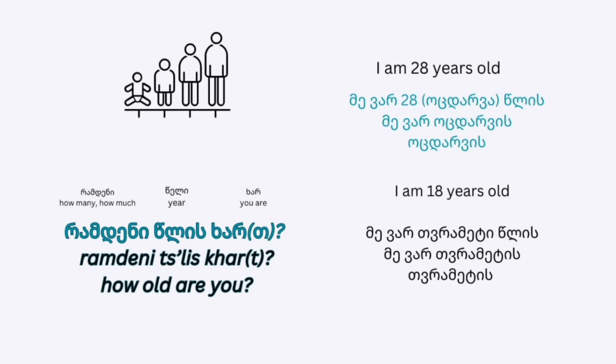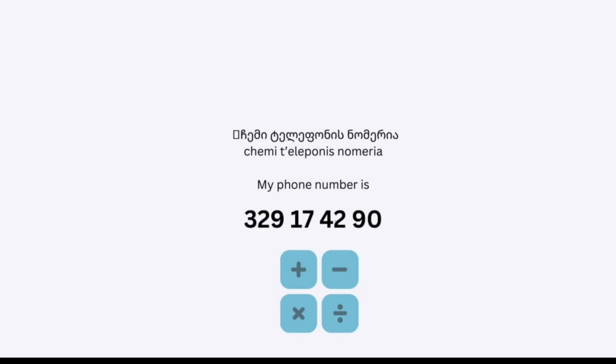In some languages we say I have 20 years or something like that, but in Georgian we say I am, number and წლის, like you do in English. If you want to say my phone number is, you say ჩემი ტელეფონის ნომერია. In a very short way, you would say ჩემი ნომერია.